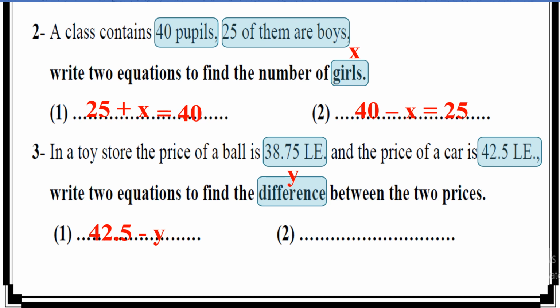Now to find the difference here, what does minus mean? So we will start from the big number. The big number here is 42.5. So we can say 42.5 minus y equals 38.75. And also we can say 42.5 minus 38.75 to give me the difference, which is y.